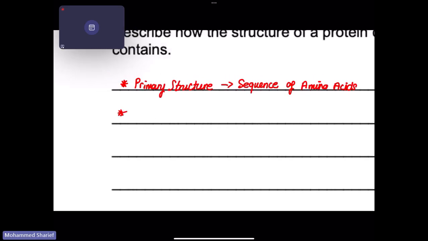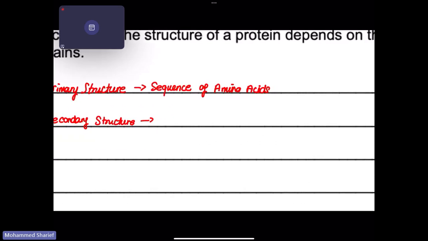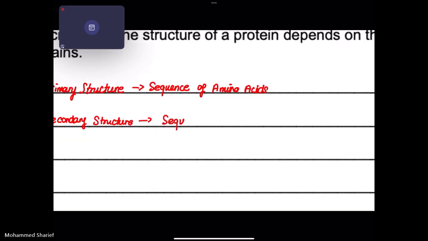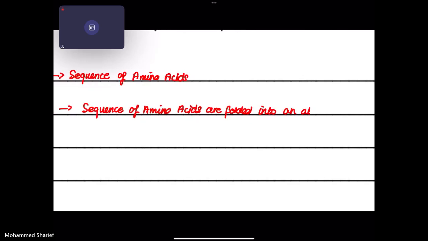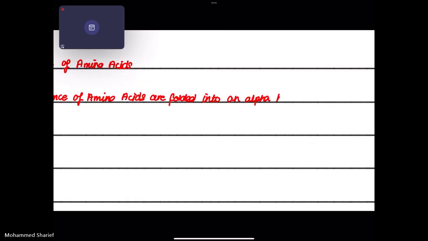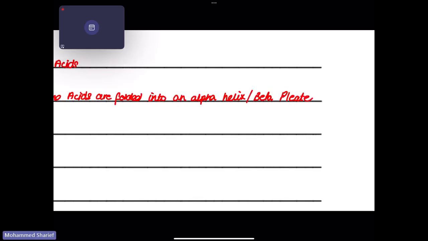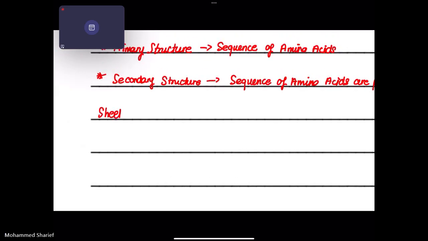Okay, for the secondary structure, well, what's the secondary structure? The secondary structure is basically the primary structure folded, the sequence of amino acids folded into alpha helix or beta pleated sheet. And also state what bond is present. So we know that hydrogen bonding is present.